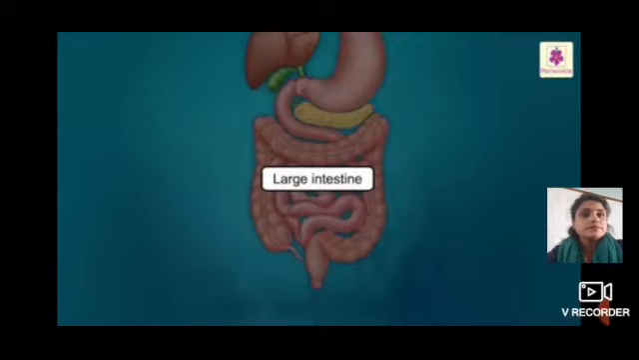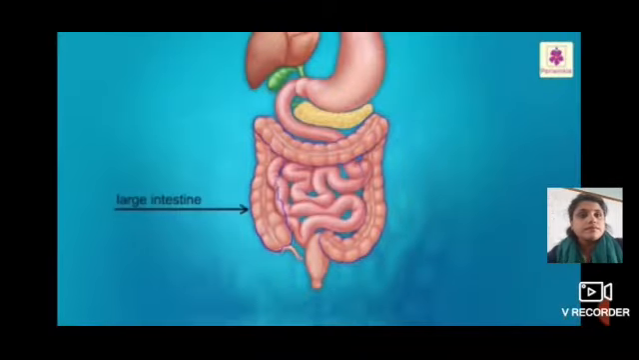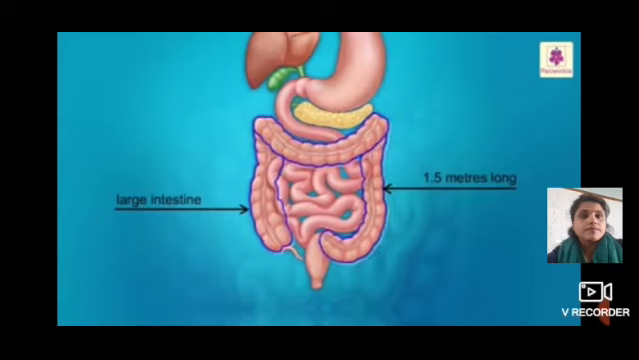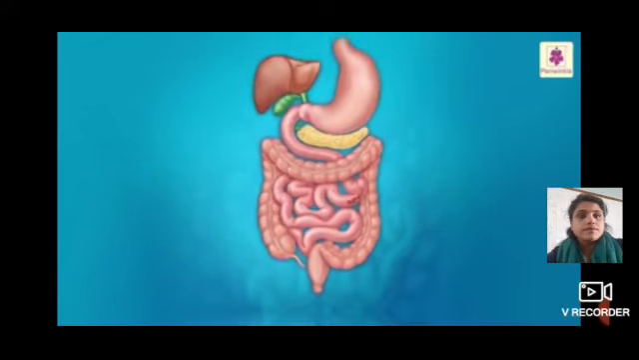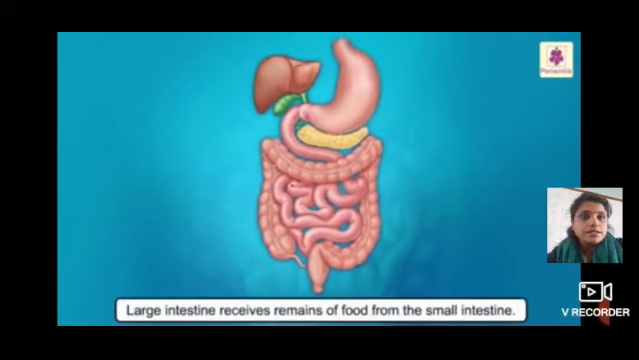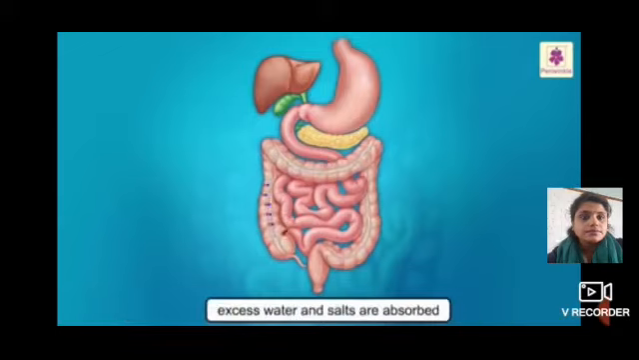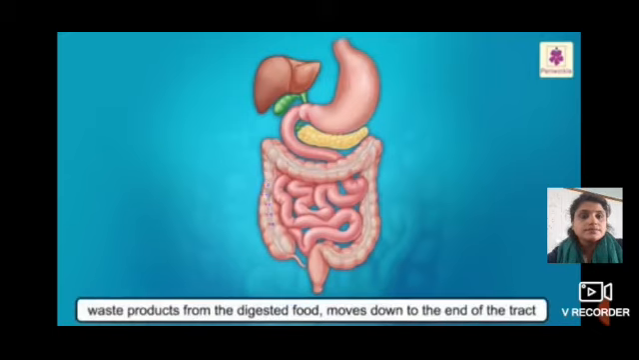Large intestine. The large intestine is a long, wide tube around 1.5 meters long that surrounds the tightly coiled small intestine. It is at the end of the digestive system. It receives remains of food from the small intestine. Excess water and salts are absorbed here, and the waste products from the digested food, including fiber, that is, the part of food which is not digested, moves down to the end of the tract.